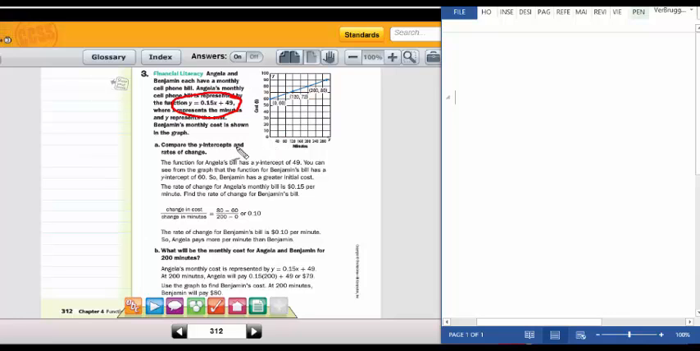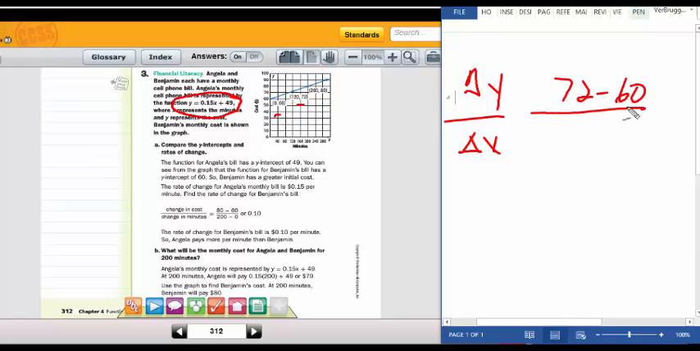Okay, so we can take a look at the graph for Benjamin, and first of all find out the slope. The slope would be the change in y over change in x. We'll go from this point to this point. So the change in y is 72 minus 60 over the change in x is 120 minus 0. So I'm just going to put 120 because subtracting 0 is kind of meaningless here. So we would have 12 over 120. 12 over 120 would be 0.10.